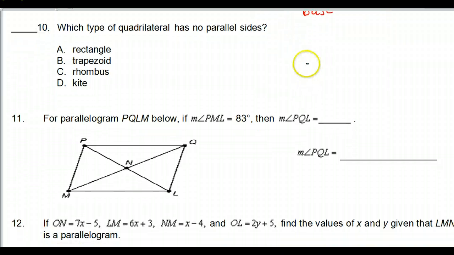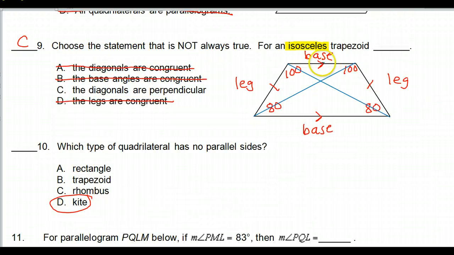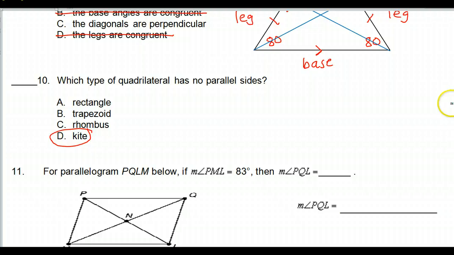Moving on. Number 10. Which type of quadrilateral has no parallel sides? That's a kite. Kite has no parallel sides. Of course, a rectangle and a rhombus are parallelograms. So they have both pairs of opposite sides parallel. A trapezoid, as you just saw, by definition, has exactly one pair of parallel sides. So that just leaves a kite. A kite doesn't have any parallel sides. So D.